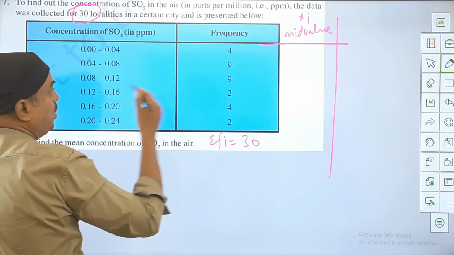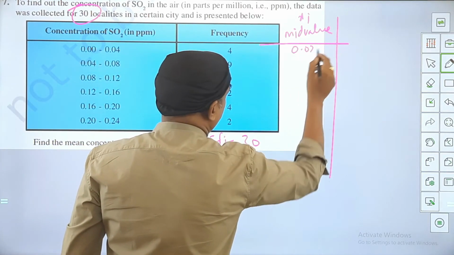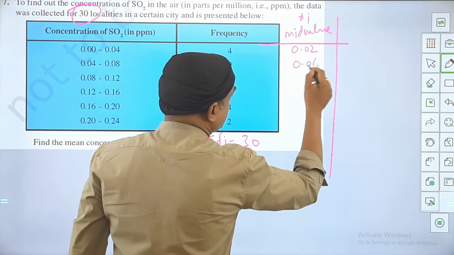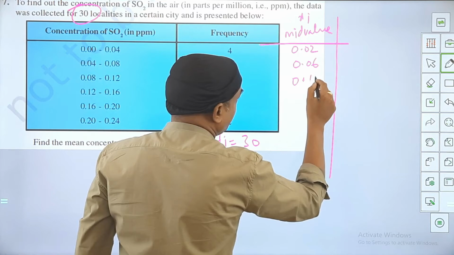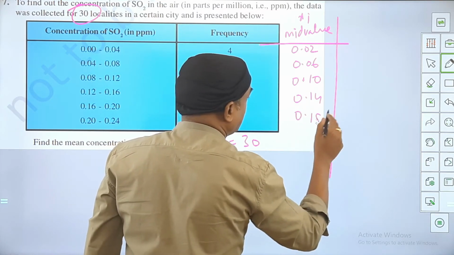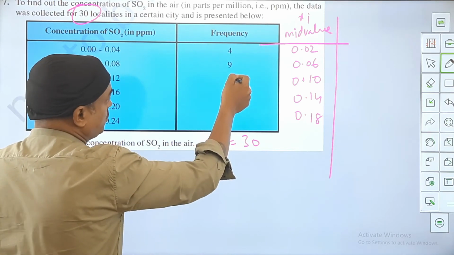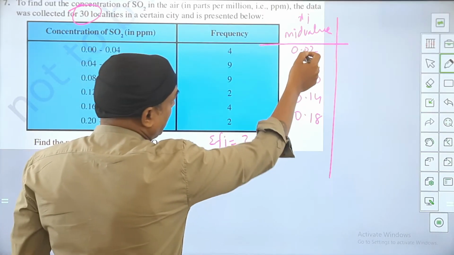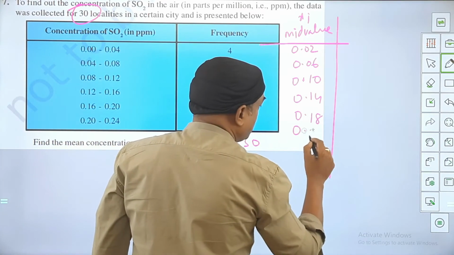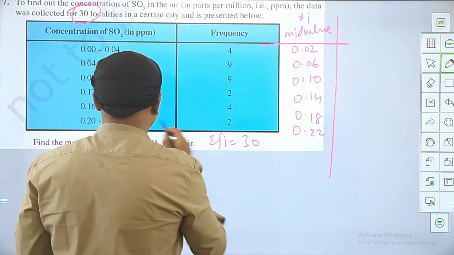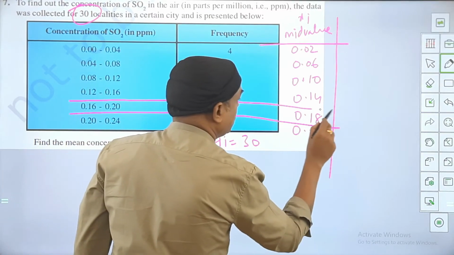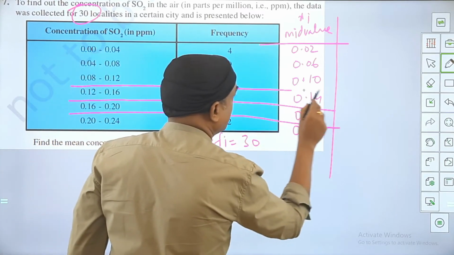Sum of these two by 2 is going to be 0.02, and the difference is 4 every time. So 0.06, 0.10, here 0.14, 0.18. So how many values do we have here? 1, 2, 3, 4, 5, 6, and I have 1, 2, 3, 4, 5, and the last one here falls at 0.22. So these are all the mid values. See, it is unorganized here, but still I'll try to complete the table by this.